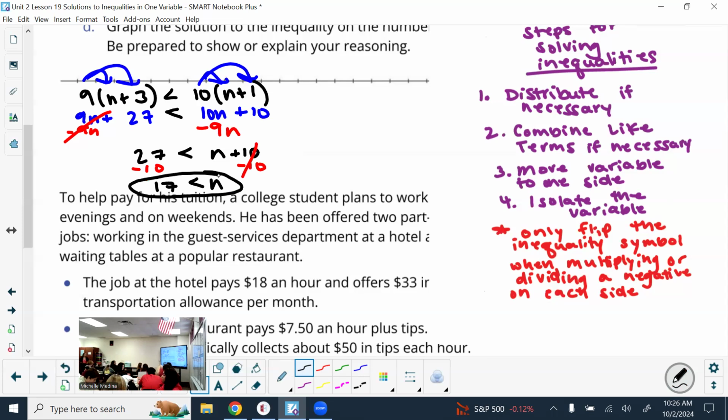So when n, the number of students, is bigger than 17, because that's where the opening is facing, that is when orchard A is the less expensive. That's how we interpret it.